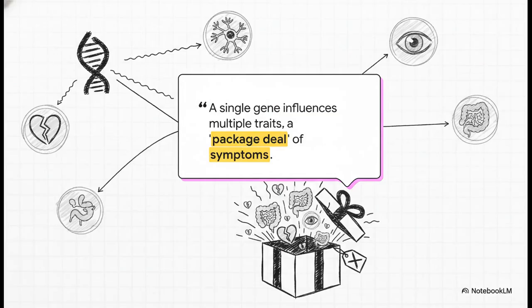All right, let's switch gears from one gene masking another to pleiotropy. And this quote really nails it. It's like a package deal of symptoms from a single gene. This is what happens when one single, faulty gene doesn't just cause one problem, but sets off a whole chain reaction of issues all over the body.